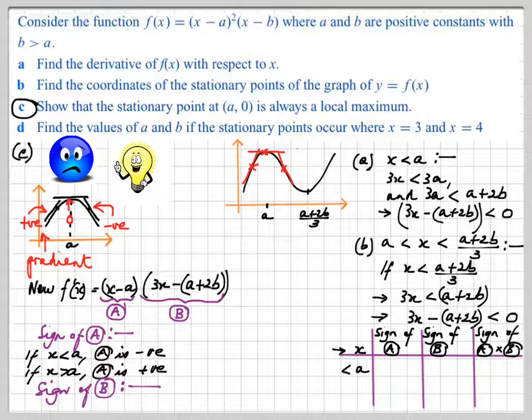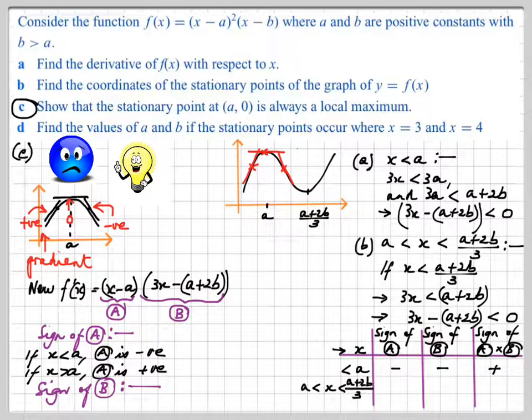When x is less than A, we know that. We've just found out, guys, that the first one, the sign of A, if you look back to the lower left-hand side of this screen, you'll see it was negative. What about the sign of B? Look at the upper right-hand side of the screen, and you'll see that that was also negative. So therefore the product of a negative and a negative is positive.